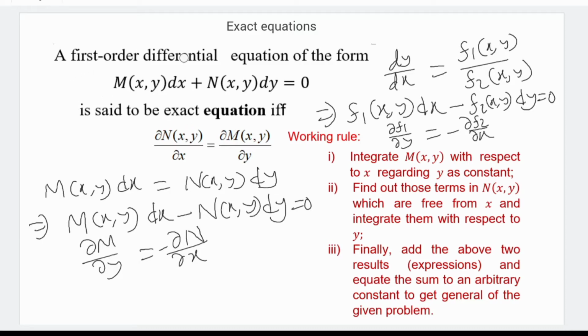Today we are going to discuss exact equations. What is an exact equation? How do we solve exact equations?